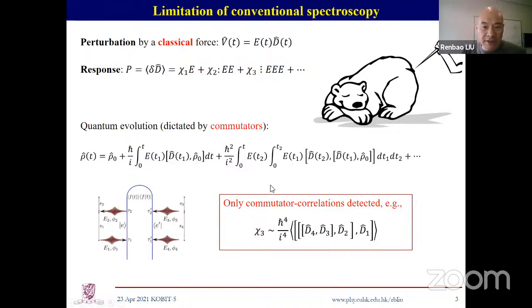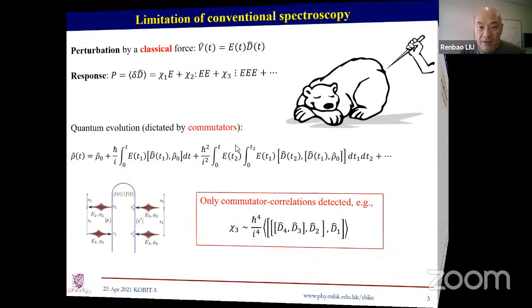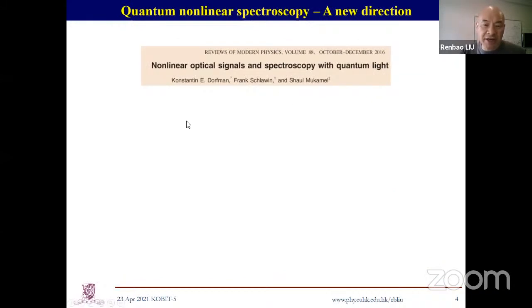A limitation of this nonlinear spectroscopy method is that only the commutator correlation functions can be detected. You cannot detect correlation functions that contain an anti-commutator, for example. In recent years, there's a new idea in nonlinear spectroscopy, the so-called quantum nonlinear spectroscopy. Basically, we try to replace the classical perturbation, like the optical field, with a quantum object, such as quantum light or entangled photons, for example.